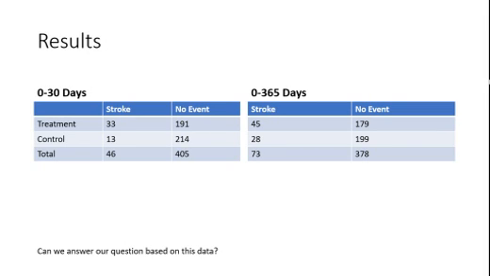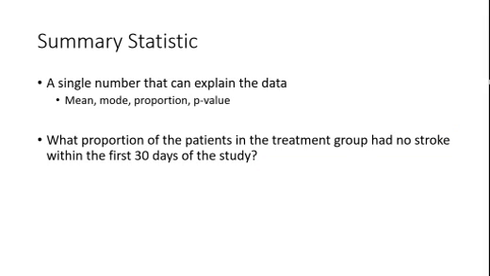Okay, so based on this data, are we able to propose a solution? Do stents prevent strokes? There are several different ways that we're going to be looking at this. One is a single number that can explain it, and that's your summary statistic. These numbers could be your mean, mode, a proportion, a p-value, which we'll get into later, some single number that says this is why it is.